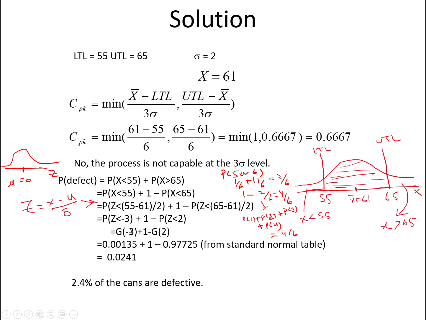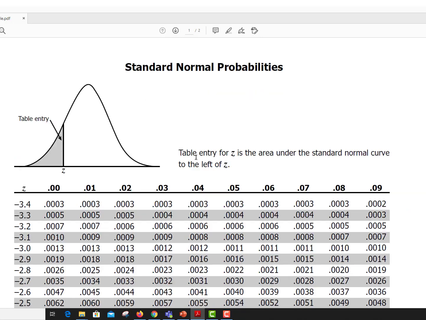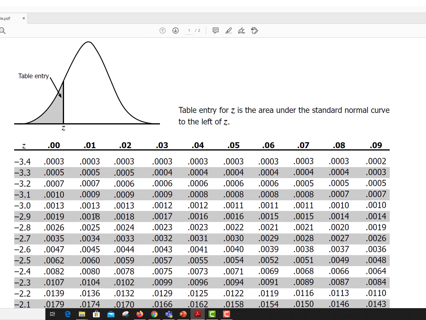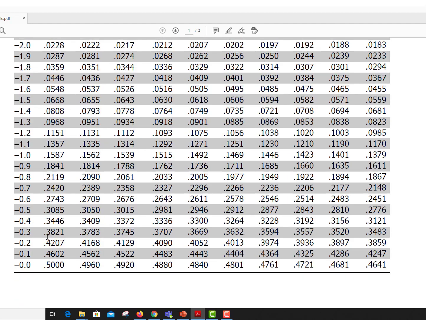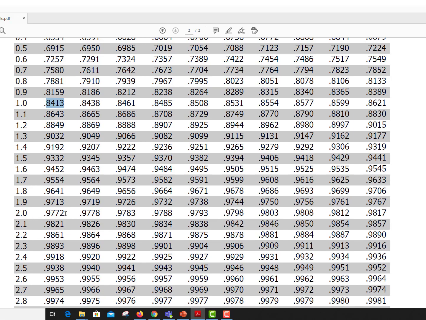So now we need to calculate the areas for minus 3 and 2. You already know how to calculate these areas from the z table. I am just going to show you how to calculate the area for minus 3 and for 2. You can see this is a standard normal probability table. We are looking for z equal to minus 3. This is the value, 0.0013, so you need to remember this. And the other value is z equal to 2. So just come down. The value for z equal to 2 is 0.9772.